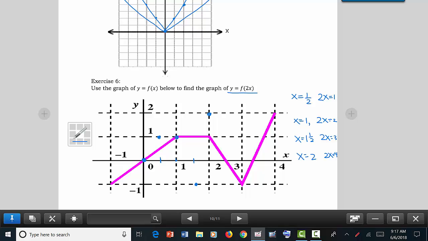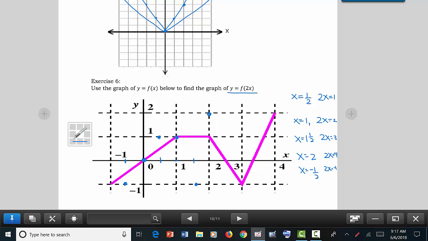And let's talk about this. When x equals negative half, 2x will be negative 1. So at negative 1 we have height negative 1. That's the reason we want, at negative half, height also negative 1. Now we have all the points.